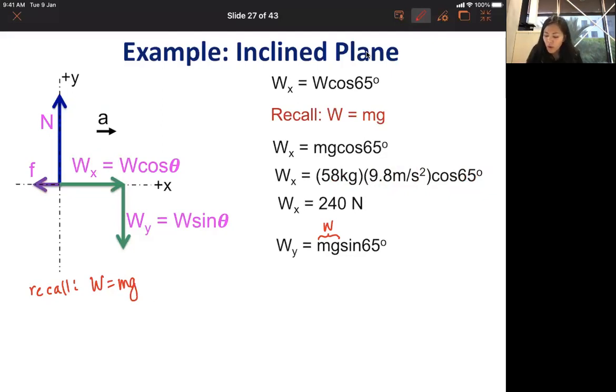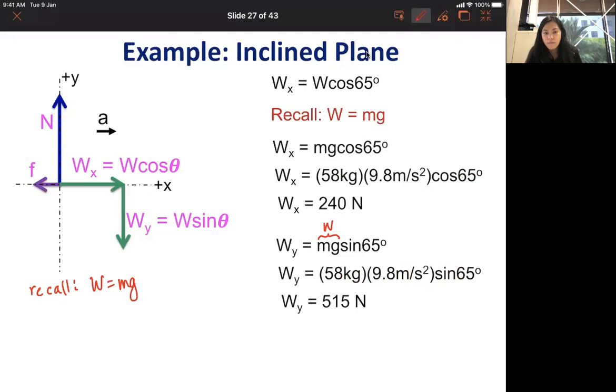And similarly, for the y component of the weight force, the same mass, the same acceleration, the same angle, except that this time it's a sine function, giving you a weight force of 550 newtons for the y component. All right, does that make sense for why we tried to figure out the angle between the weight force and the slope, and then used that angle to get the x and y components? Very good. I can see some thumbs up there.